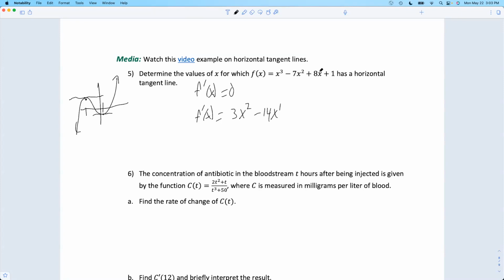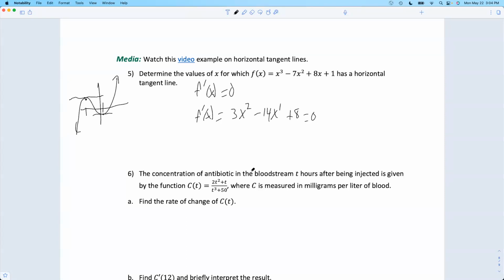The derivative of 8x would be 1 times 8 times x to the 0. x to the 0 is just 1. The derivative of a linear term is always just the number. Plus, the derivative of a constant is just 0. I don't even have to write that part. Okay, so now I want to set this equal to 0 and solve.